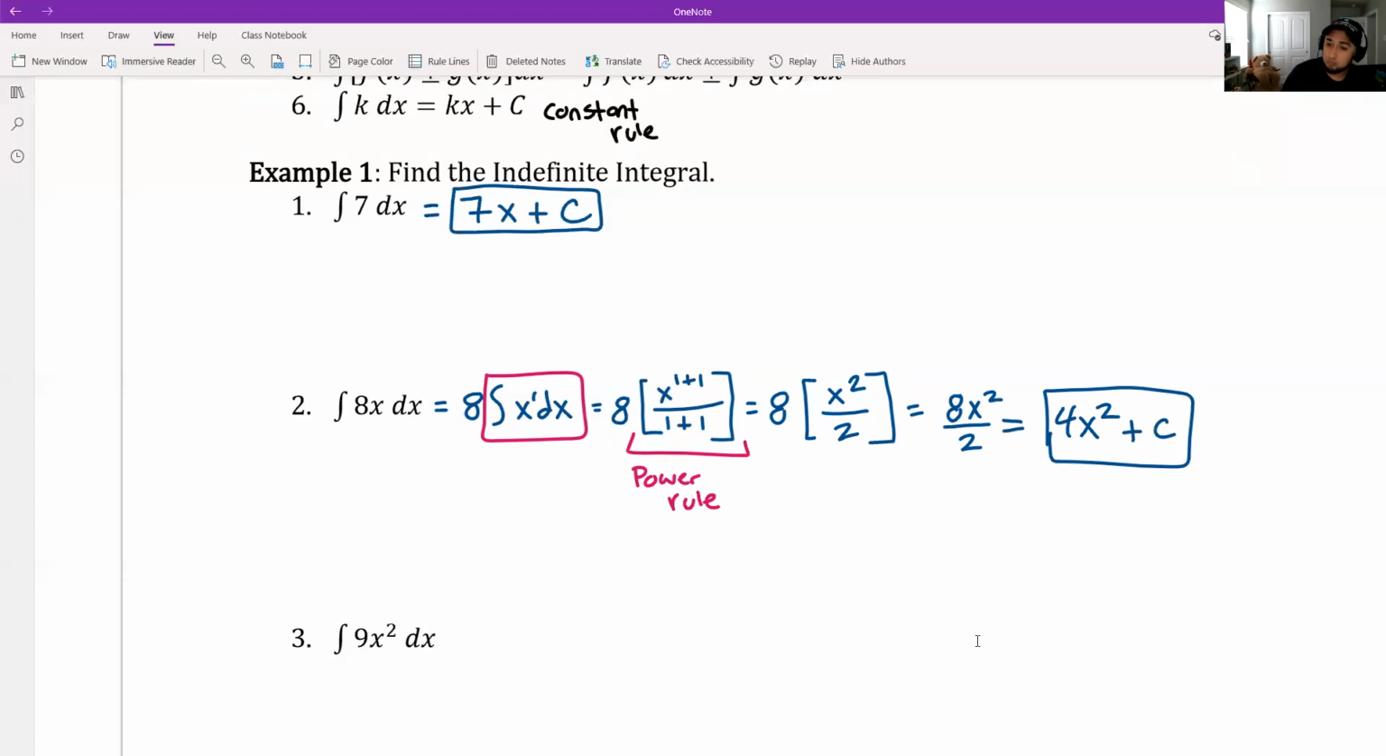Okay, so check your work. What is the derivative of 4x squared? The derivative would be 8x, right? F prime would be 8x, which is right there.